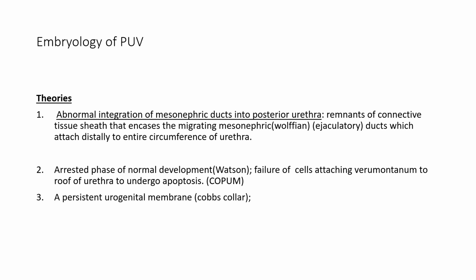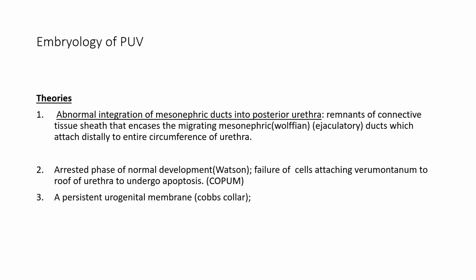So what are some of the theories that have been advanced to explain the development of posterior urethral valves? One has to do with the abnormal integration of the mesonephric ducts as they migrate into the final position of the ejaculatory ducts in the posterior urethra. The theory is that during normal migration, a special connective tissue surrounds the mesonephric duct, and this special connective tissue in the normal male urethra gives rise to the urethral membranes, or the plica colliculi.